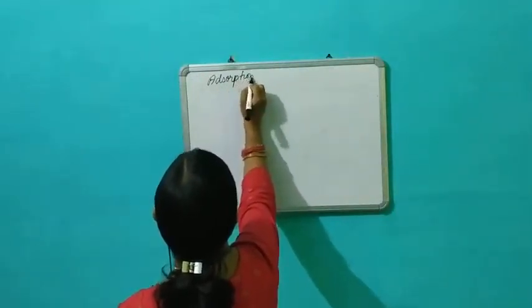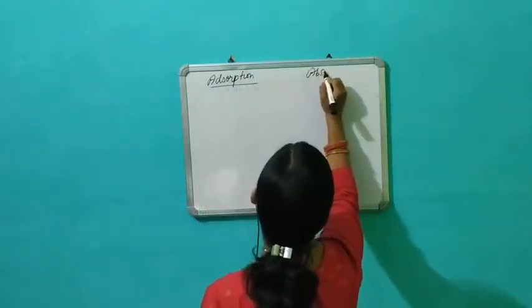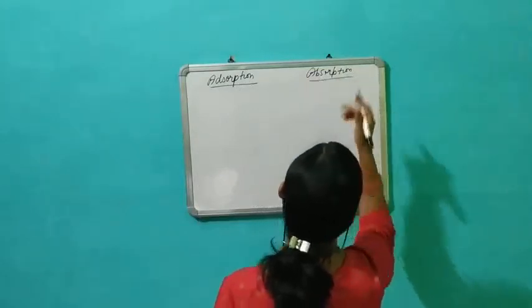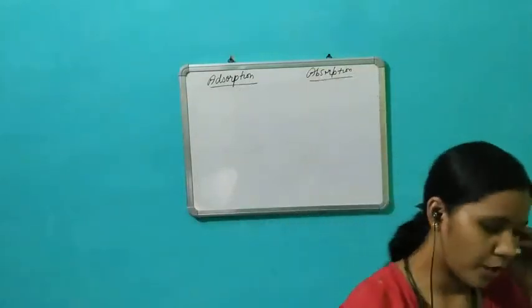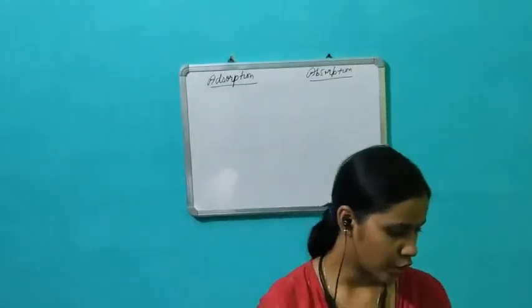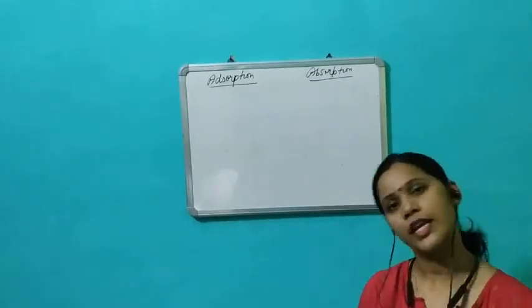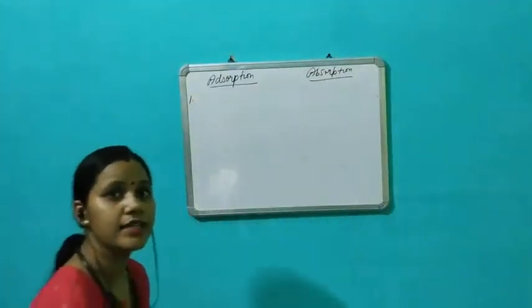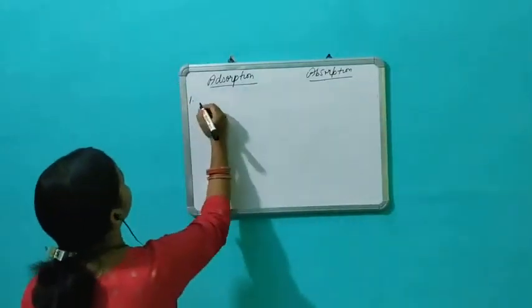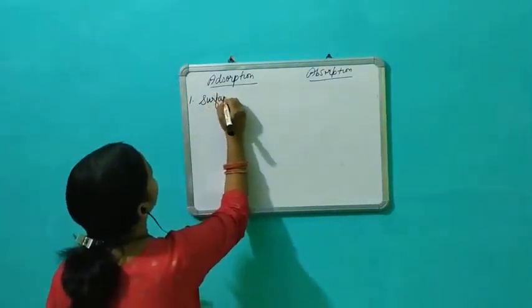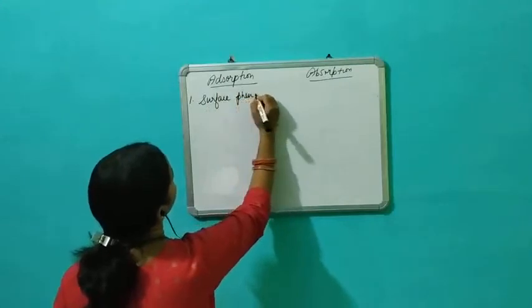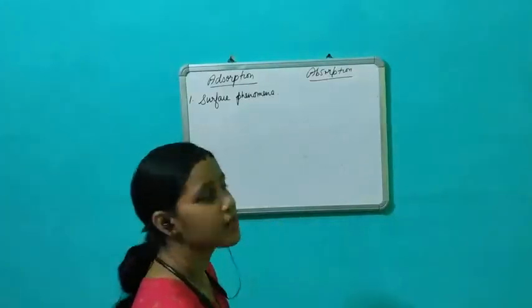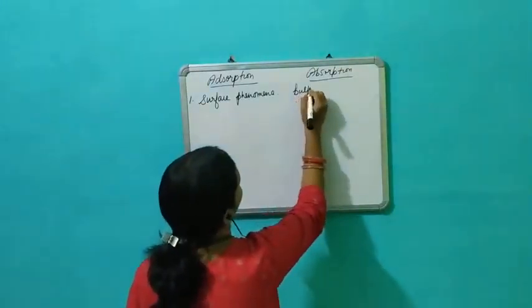Difference between adsorption and absorption. So what is adsorption and what is absorption? First is, adsorption is a surface phenomenon. It occurs on the surface. Whereas absorption is a bulk phenomenon. It happens in the bulk.